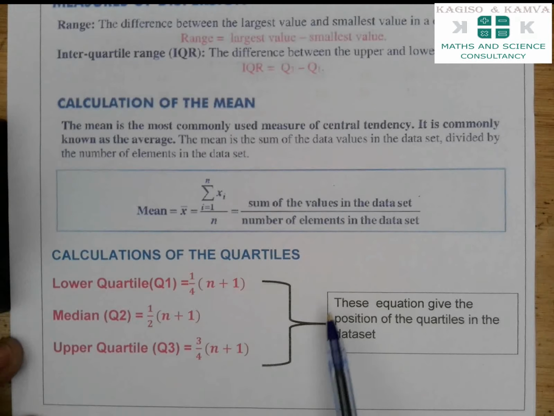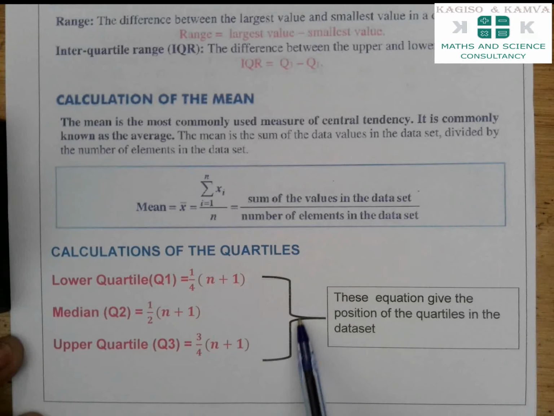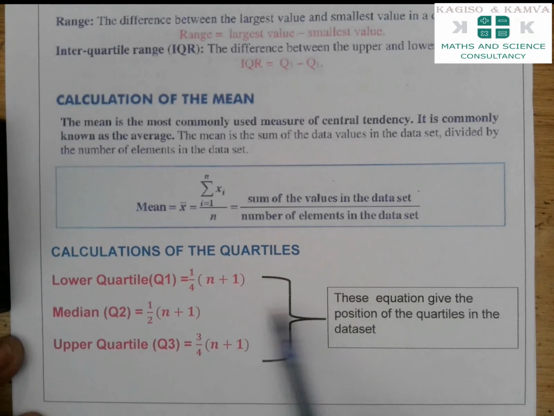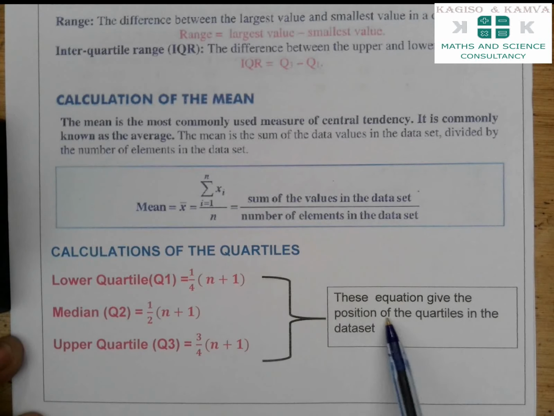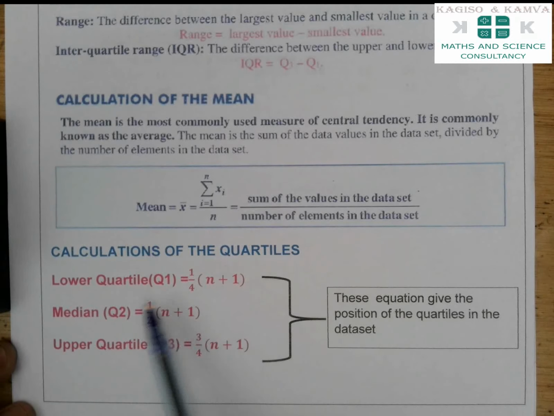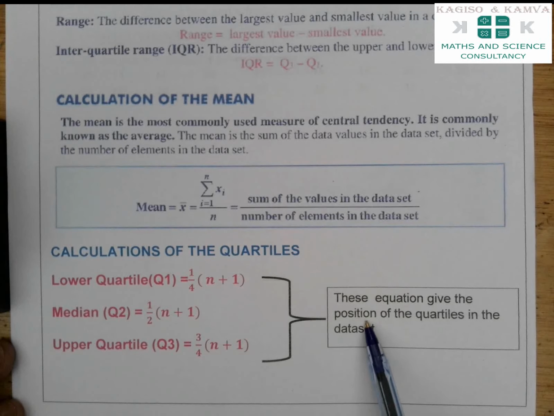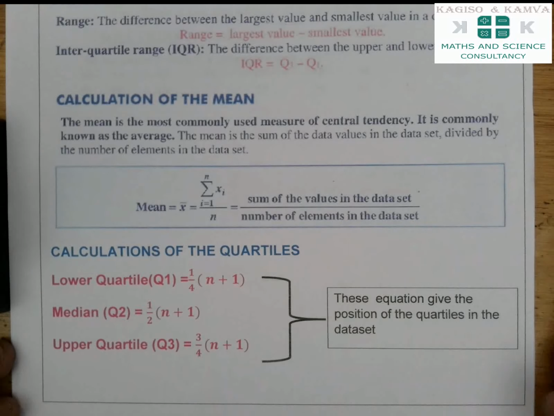And then we have the upper quartile. For the upper quartile, Q3 is going to equal 3/4 (n + 1). Also, what you should note about these equations is that they give the position of the quartiles in the data set. They do not give the actual value of the lower quartile, median, and upper quartile. They give you the position of those quartiles in the data set.